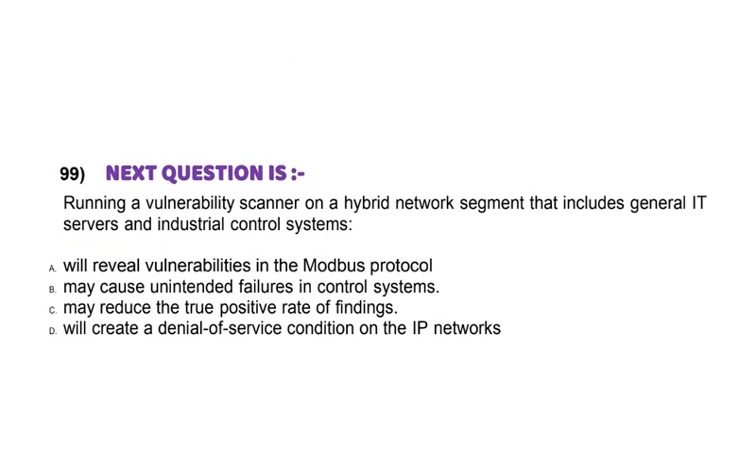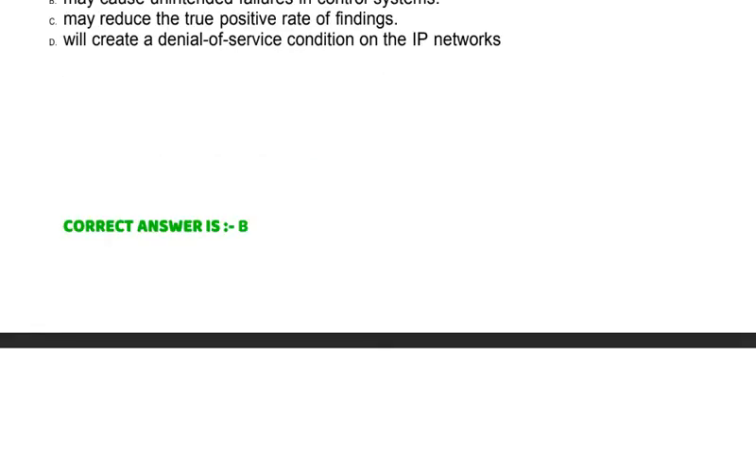Question is, running a vulnerability scanner on a hybrid network segment that includes general IT servers and industrial control systems. Option A, will reveal vulnerabilities in the Modbus protocol. Option B, may cause unintended failures in control systems. Option C, may reduce the true positive rate of findings. Option D, will create a denial of service condition on the IP networks. Correct answer is option B.